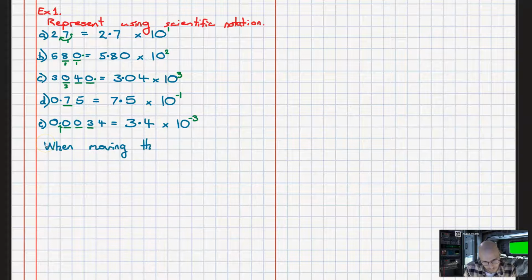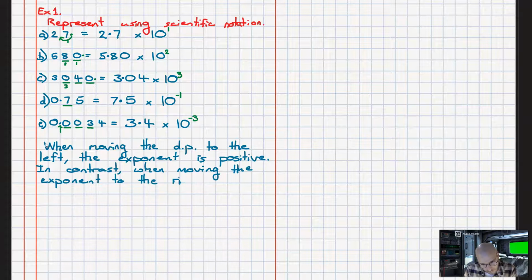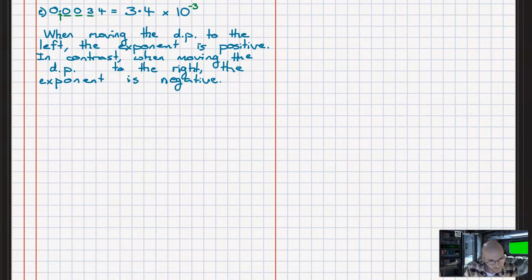So when moving the decimal place to the left, the exponent is positive. In contrast, when moving the decimal place to the right, the exponent is negative. Similarly, if we describe the notation or the form on the right-hand side of the equal sign over here as scientific notation, then conversely, the form of the numbers shown on the left-hand side, we call that standard notation.